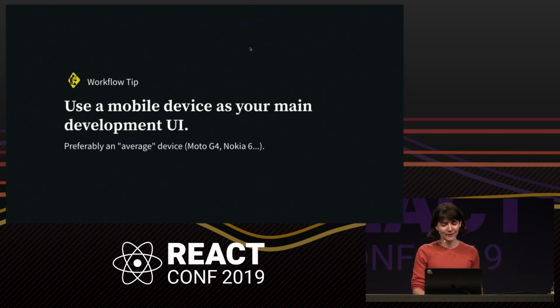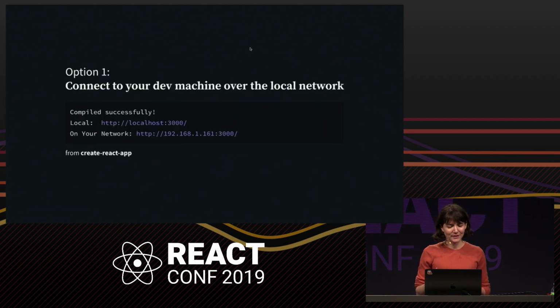So I got a Nokia 6 from Amazon. I think it was like 100 or 130 bucks, and I now use that for animations. So it turns out also that it's very easy, say you just want to look at localhost on your phone.